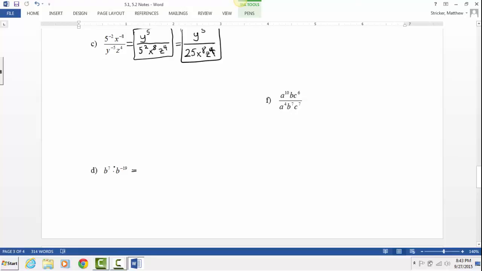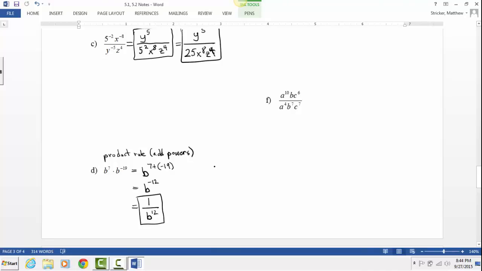I think probably the easiest way is right off the bat to use the product rule. Because we know when we use the product rule, we add the powers, right? So if we add the powers, this is going to be b to the 7 plus the other power, which is negative 19. And if I add a 7 and a negative 19, that's going to be a negative 12, which is still a negative power, which we don't want. So if we want to make it positive, we just have to move it to the denominator. And that's how we treat that.